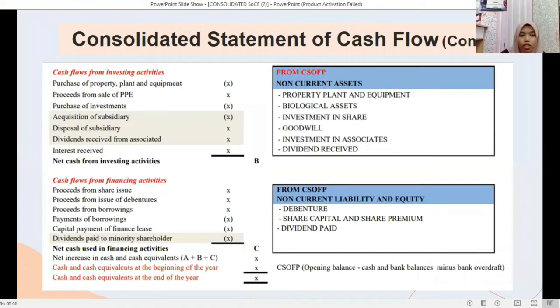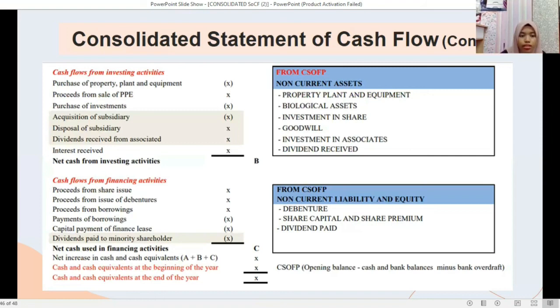And then for the cash flow from investing activity and cash flow from financing activity, both methods are the same. So for the cash flow from investing activity, there are purchase of property, plant and equipment, proceeds from cash sale of PPE, purchase of investment, acquisition of subsidiary, disposal of subsidiary, dividend received from associate, and interest received. We will get the net cash flow. The items for financing we can get from the consolidated statement of financial position under current liability and equity. And from then, we will get net cash used in financing activity.